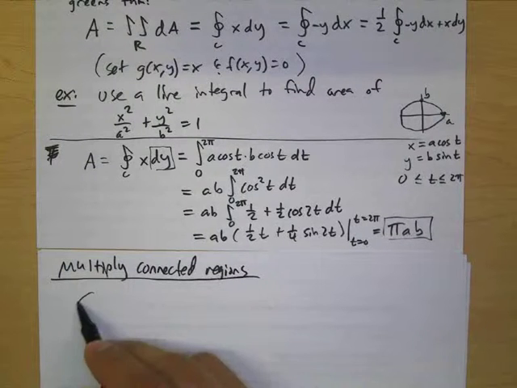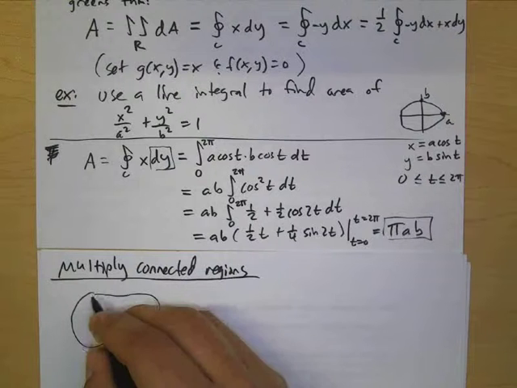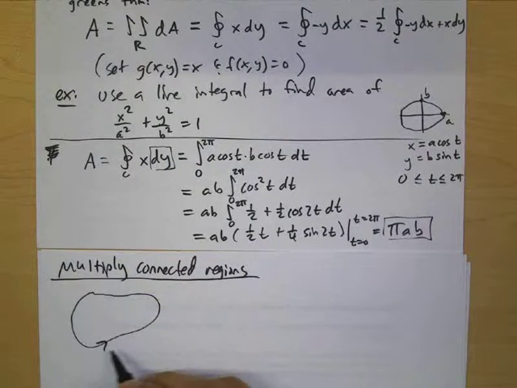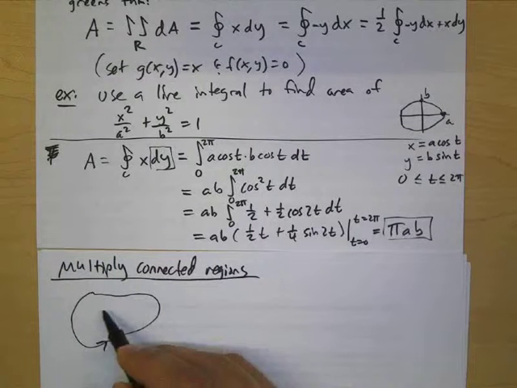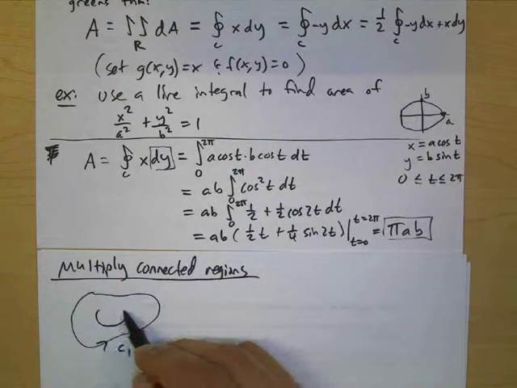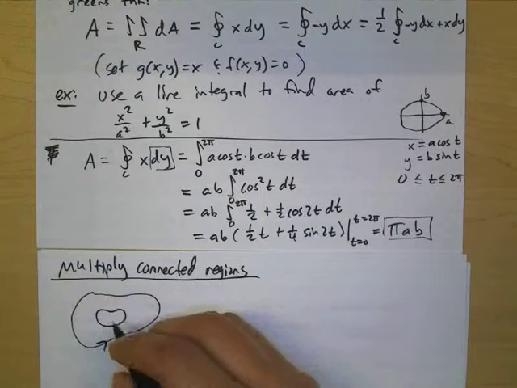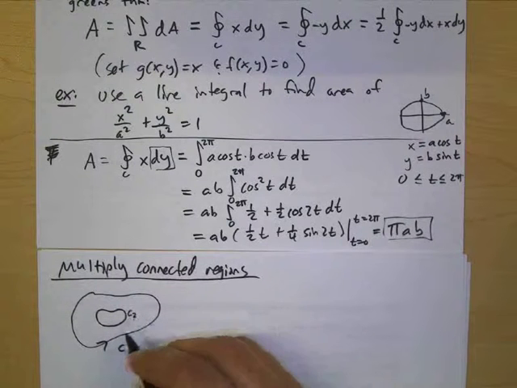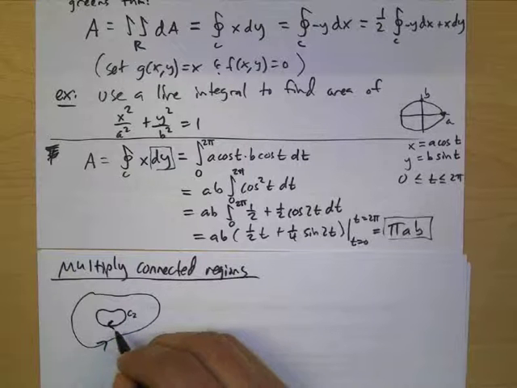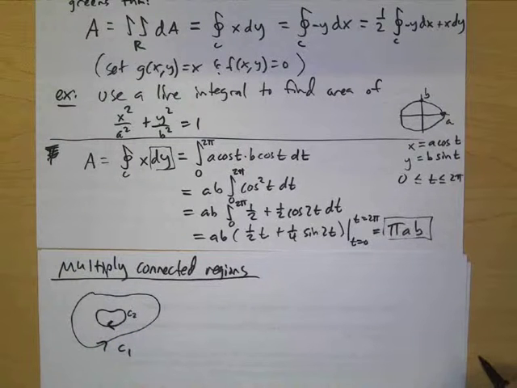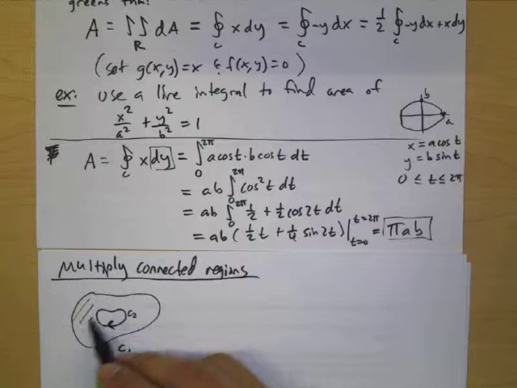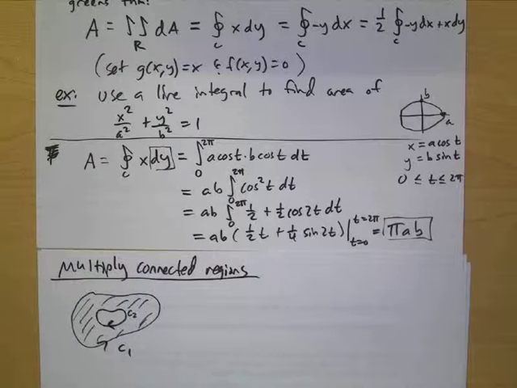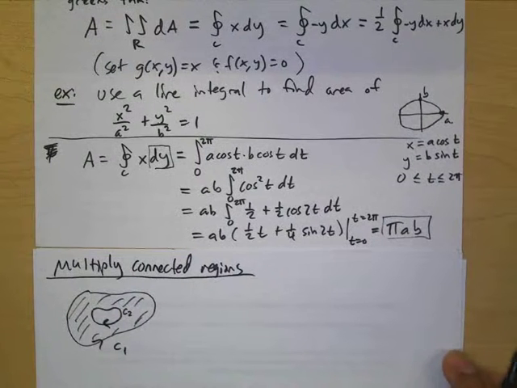So multiply connected regions means we have some closed path. Let's say this is C1. But then within this region, there is a hole or some other path that creates the hole. So let's say this is C2. Let's say the orientation is this way. Okay. So let's say this is our scenario. Now, we want to try to use Green's theorem.